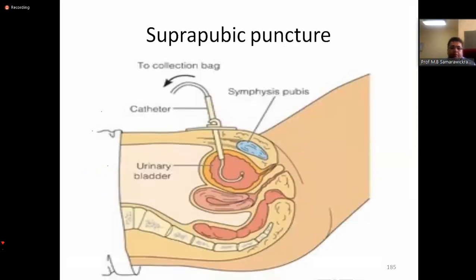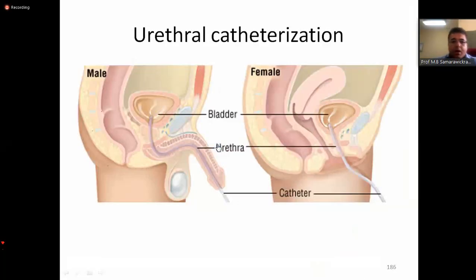Suprapubic puncture is the insertion of a cannula or a catheter into the bladder through the anterior abdominal wall. So here, you need not know the procedure, but what you have to know are the layers that you puncture when you insert this tube into the bladder through the midline just above your symphysis pubis, right? So there you have to know the layers.